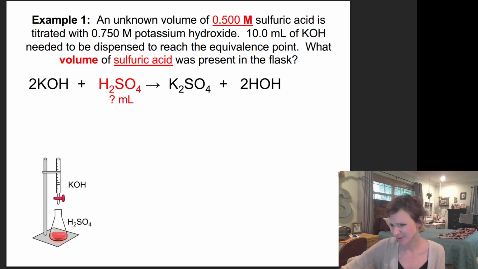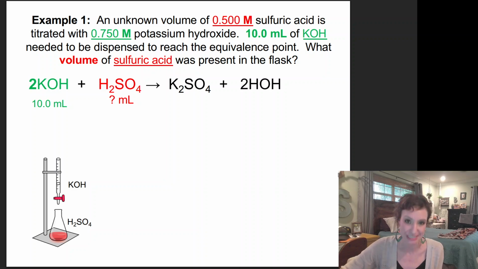Then where am I starting from? Well, how much volume did you dispense of your titrant, okay? They told me that 10.0 milliliters of potassium hydroxide was needed to reach the equivalence point. Well, what's the molarity of that potassium hydroxide? It's right here, 0.750 molar. So my starting amount is the starting volume of the dispensed titrant, and my ending is how much volume was in this analyte of the sulfuric acid. Okay, so we get ready for some stoichiometry.